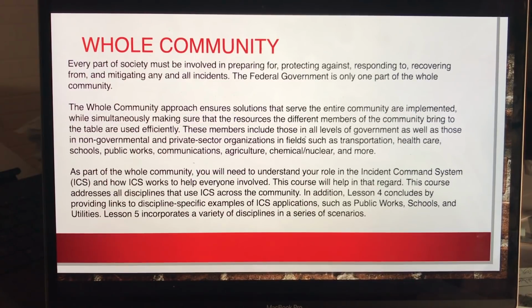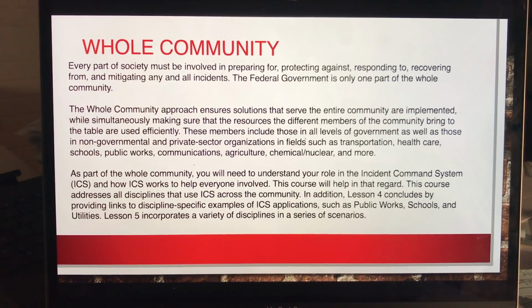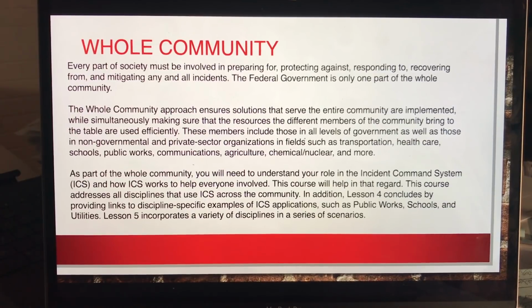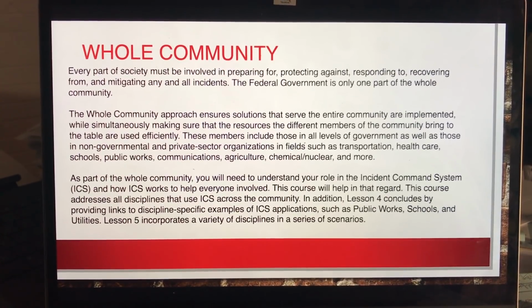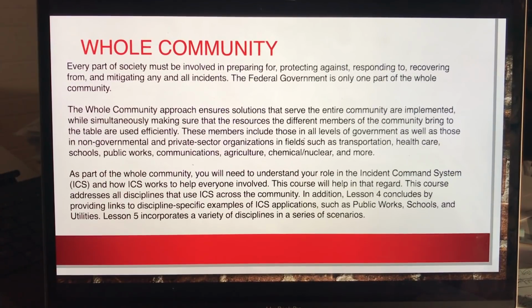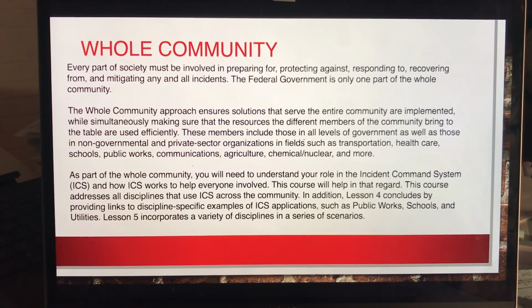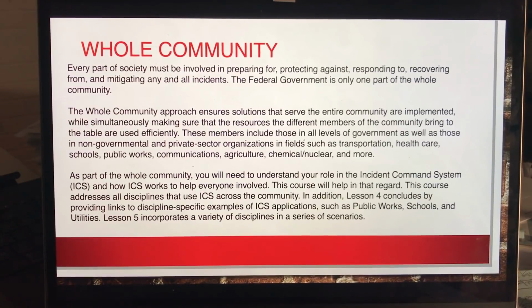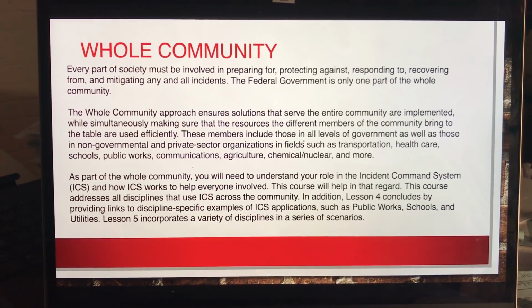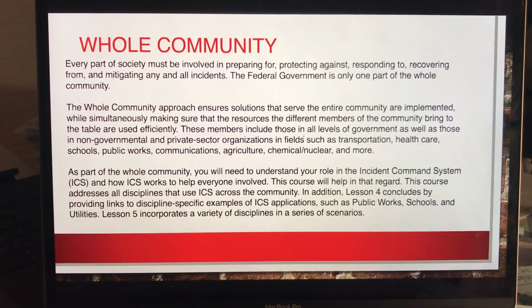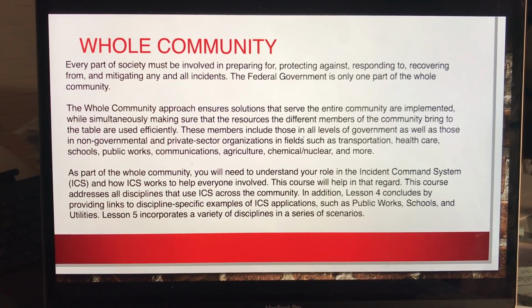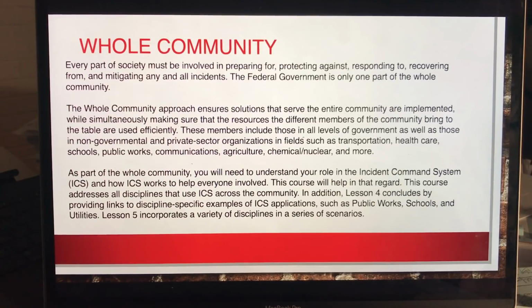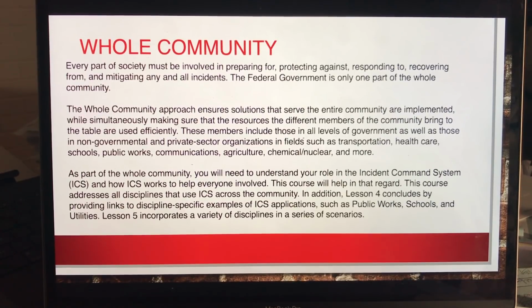As part of the whole community, you will need to understand your role in the incident command system and how ICS works to help everyone involved. This course will help in that regard. This course addresses all disciplines that use ICS across the community. In addition, Lesson 4 concludes by providing links to discipline-specific examples of ICS applications, such as public works, schools, and utilities. Lesson 5 incorporates a variety of disciplines in a series of scenarios.